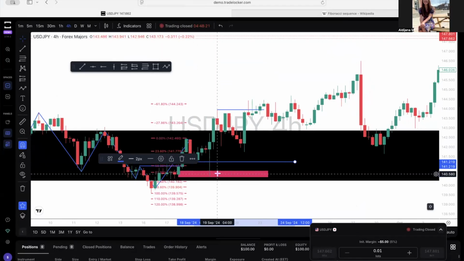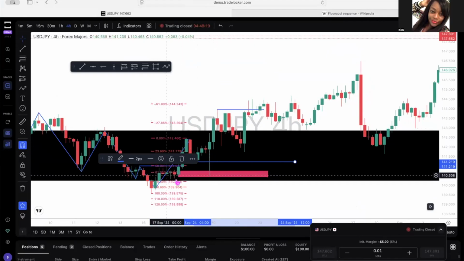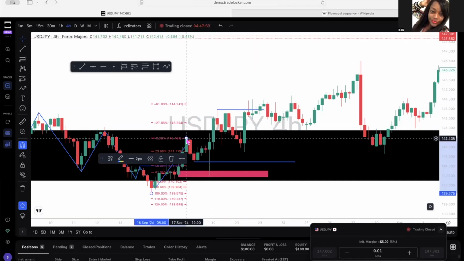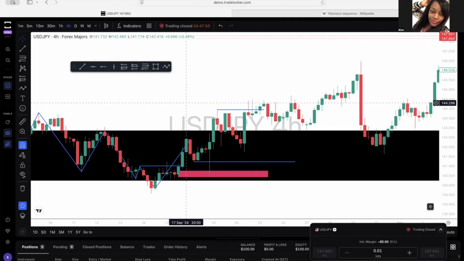And then it pulls back to a discount area and then goes to one of your negative 27 or negative 61, negative 6. Okay, yeah, that's interesting. So like I said, I don't use the Fibonacci too often.